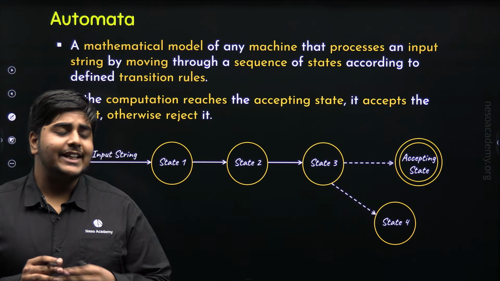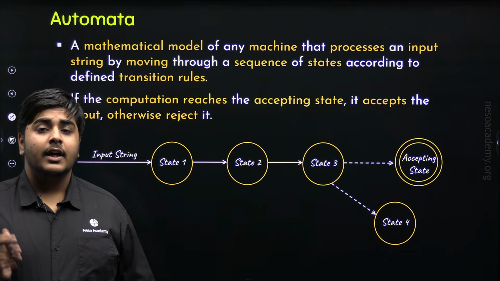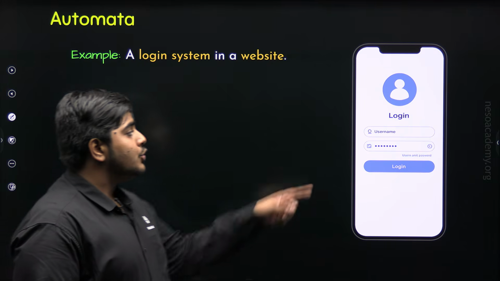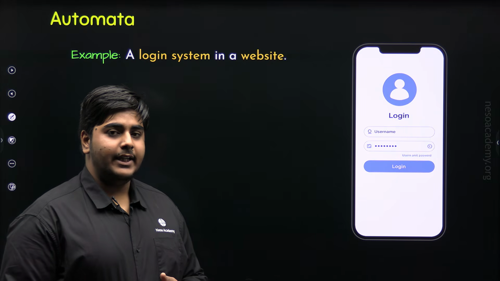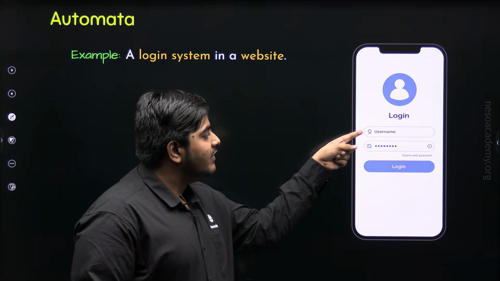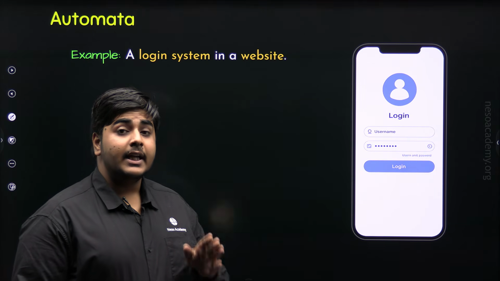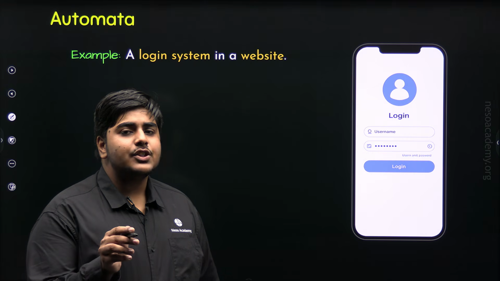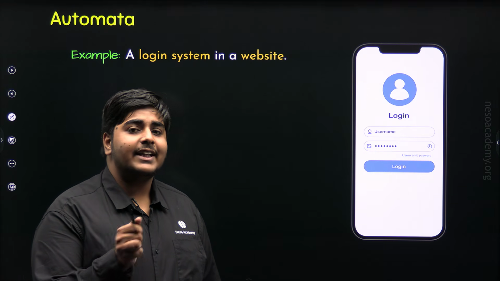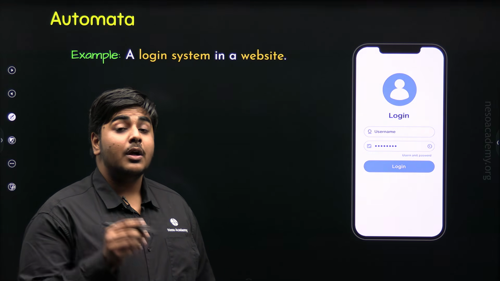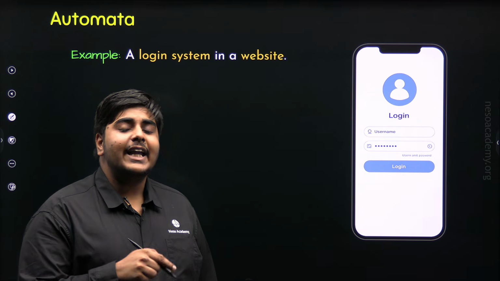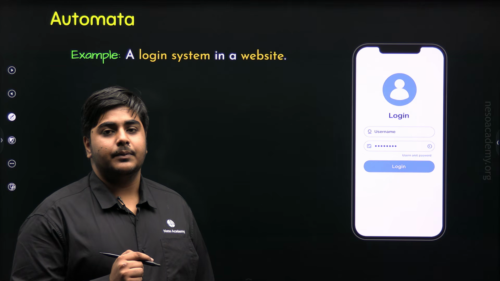Now to concretize what we have just studied, let us take our same example of login system. So here is a login system of a website. First of all, user will enter his user ID. Then the user will enter his password. If the password is correct, user will get the access to his account. But if the password is a wrong password, the login system will again ask user to enter the password.